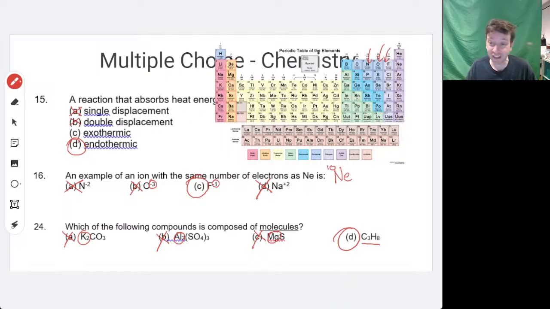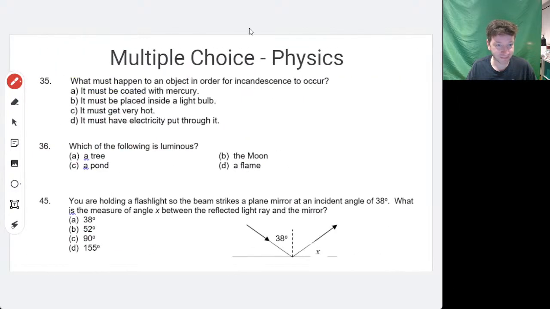Okay. Any questions with our chemistry multiple choice? No? All right then. Physics multiple choice. What must happen to an object in order for incandescence to occur?